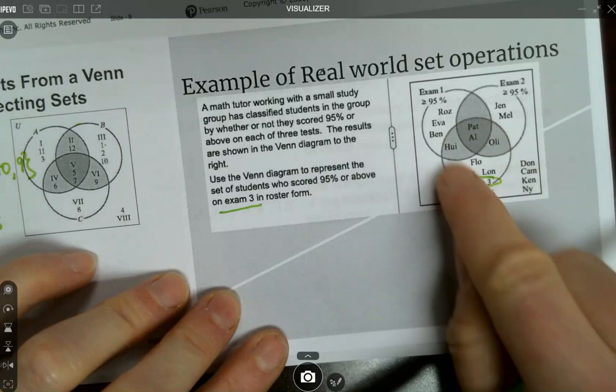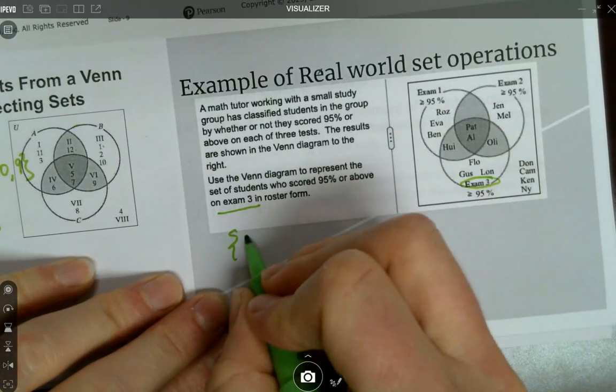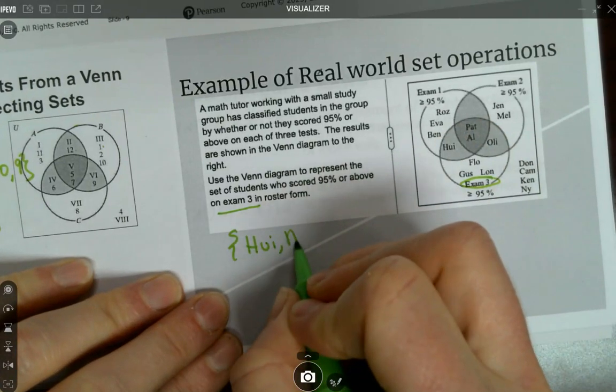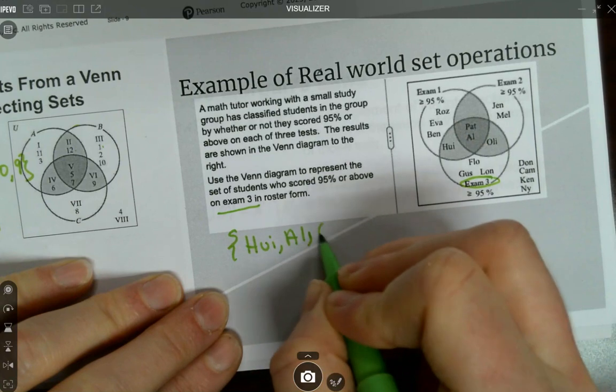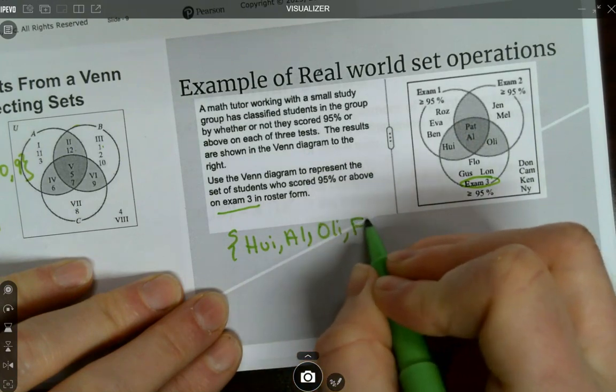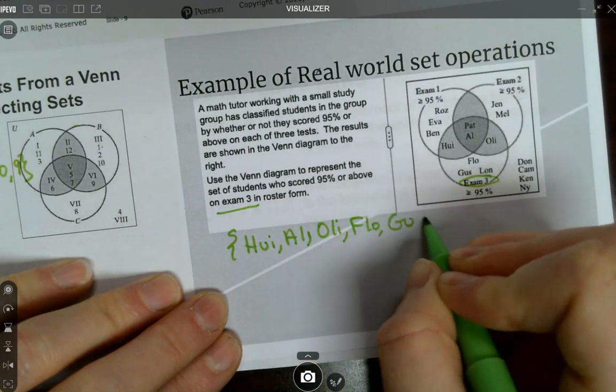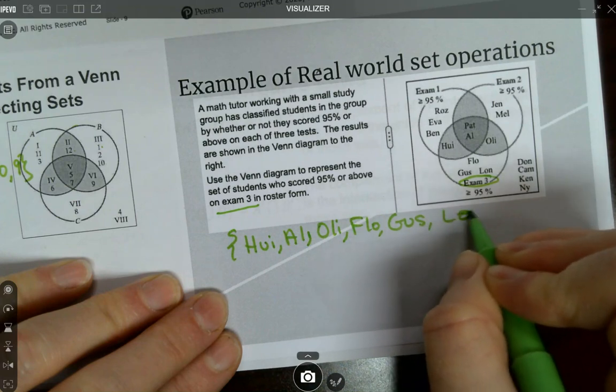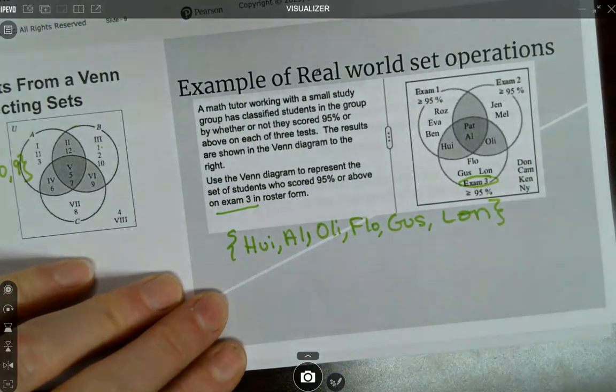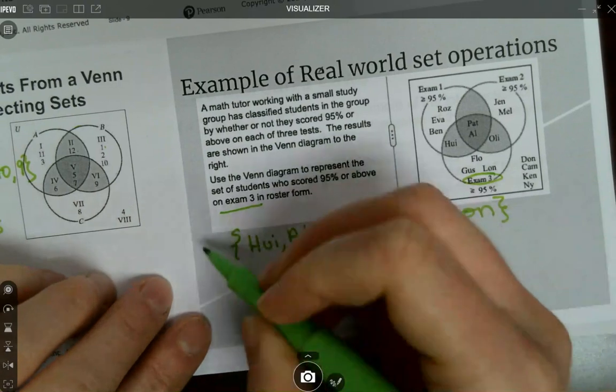So it would be all of these: Q, L, O, Flo, Gus, and Leon, just on exam 3.